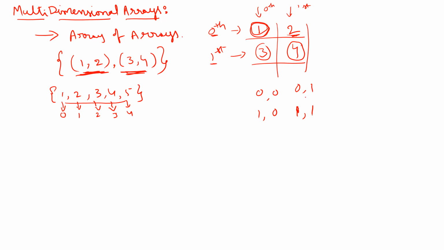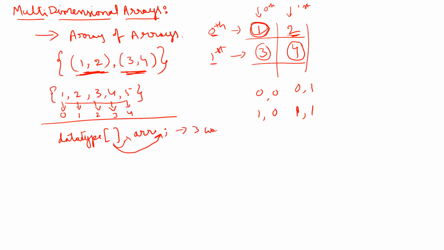Now, how to declare a multi-dimensional array? For declaring a single dimensional array, normally we will write the dataType, then give some square brackets and then the array name. So this is how we do it. We can also have the square brackets here, or we can also have the square brackets here. That means we have 3 ways to declare a single dimensional array.